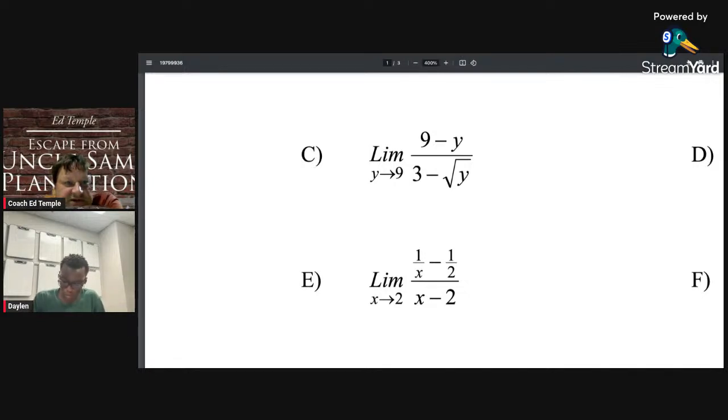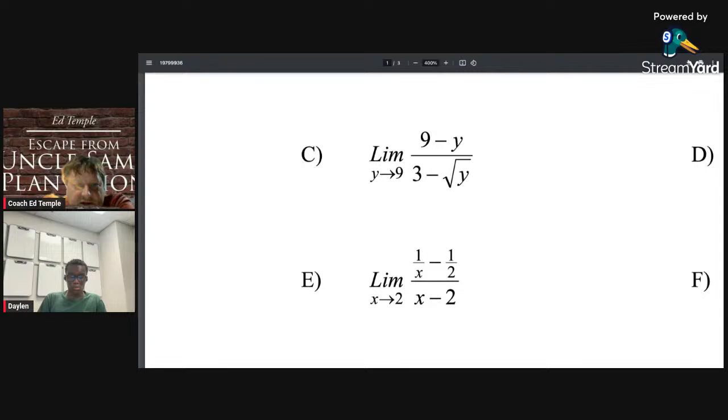Because a function has to not violate the rule that for every one input, there's at most one output. You can have holes in the graph and still be a function. It's just called a discontinuous function, but it's still a function. So, anyways, the bottom is 9 minus y.